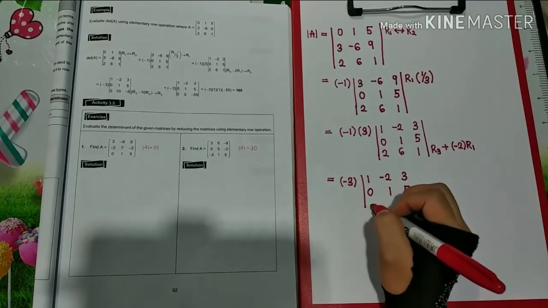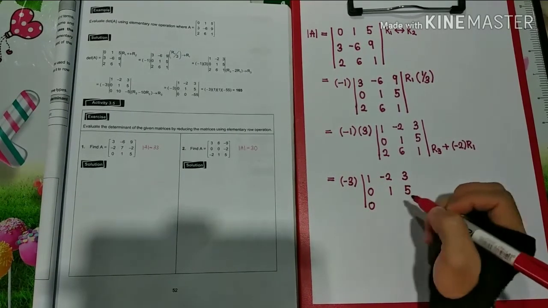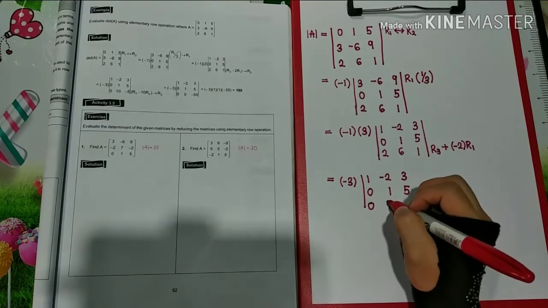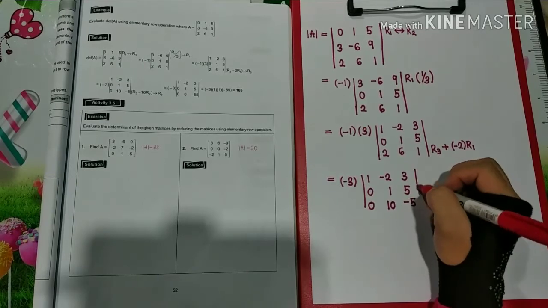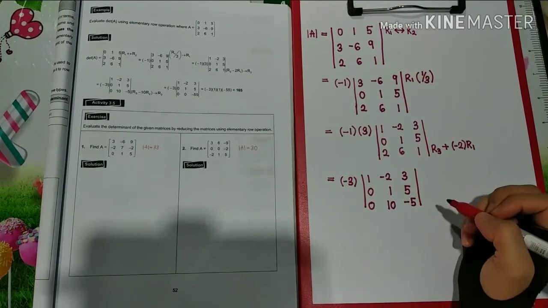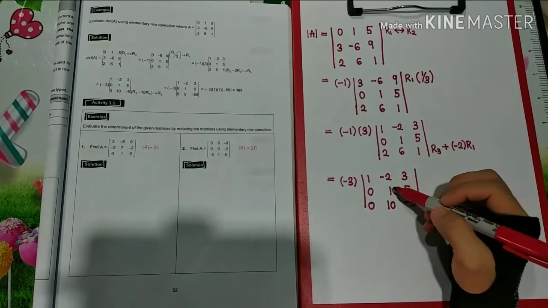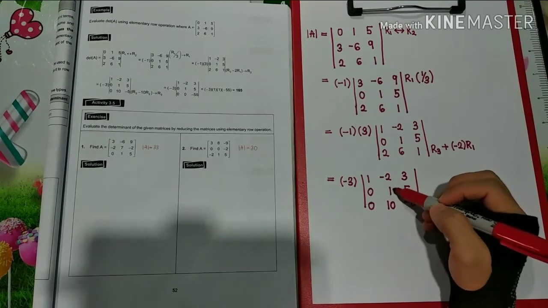This one will be 0. This one will be 10. And this one will be -5. Okay, so next one. Next leading one here. And this entry is 1 already. So you don't have to do anything.